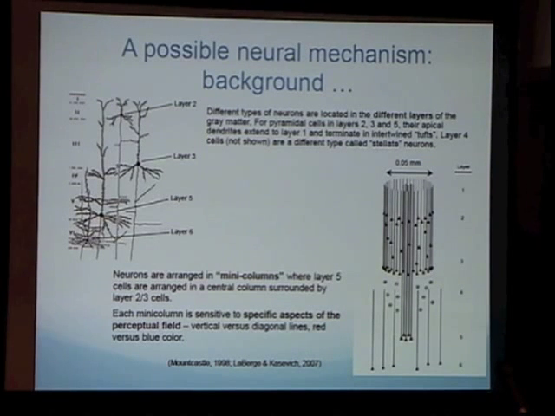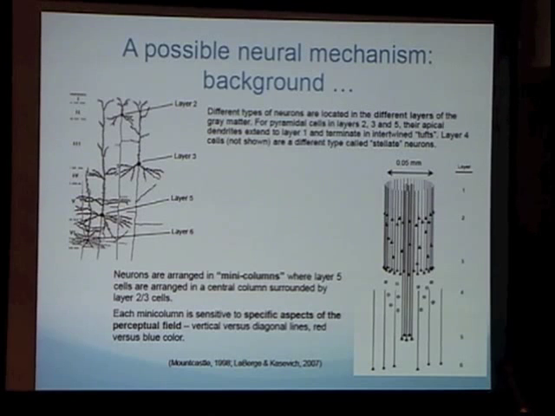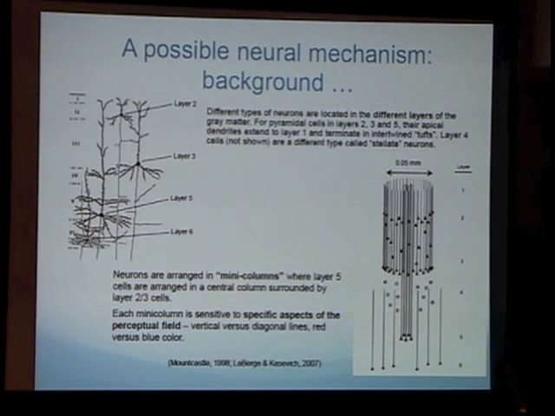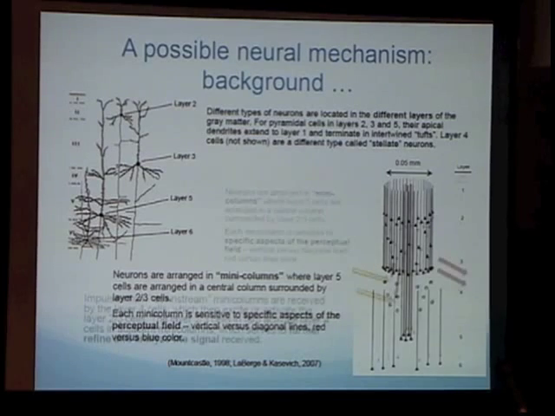And the mini columns are sensitive to specific aspects of the perceptual field, if we're talking about perception. For example, a cluster of mini columns in a column, 100 mini columns make a column, those are all sensitive to vertical lines in the visual field, and the other ones next to them are sensitive to horizontal lines.